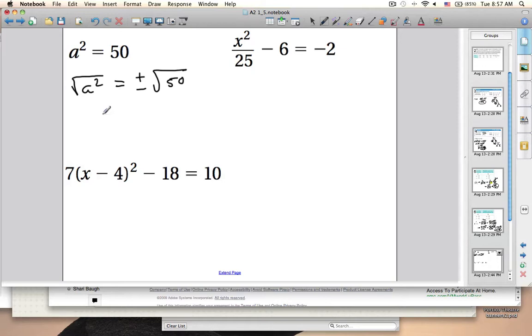The square root of a squared is a, and this will be plus or minus the square root of 50, but I can factor 25 out of that. 25 times 2. So a will be equal to plus or minus 5 root 2. Okay.